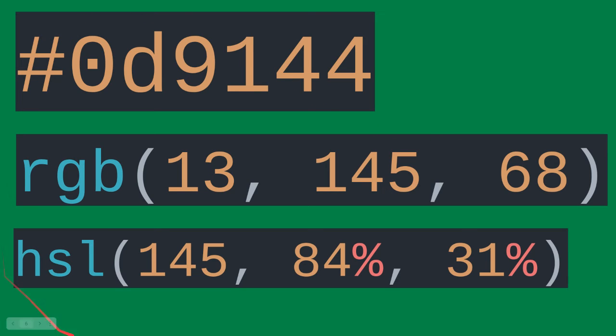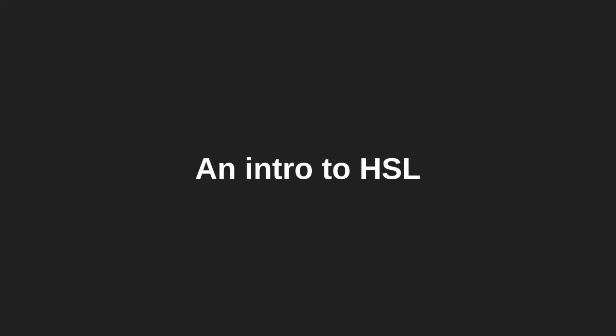Let's put them all side by side. This is a concise format, but it is very difficult to decipher. Next we've got RGB, which is long and still has the same problem as hex format. Next we've got HSL, which I'm going to explain right now. So here's our intro to HSL.